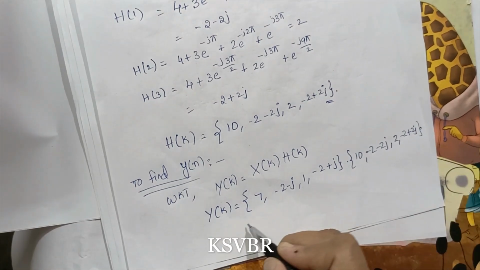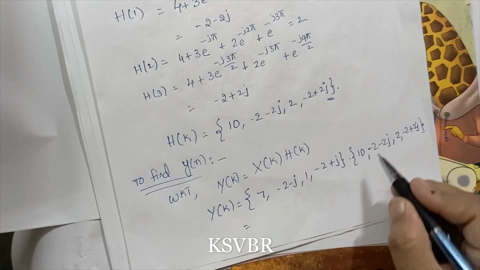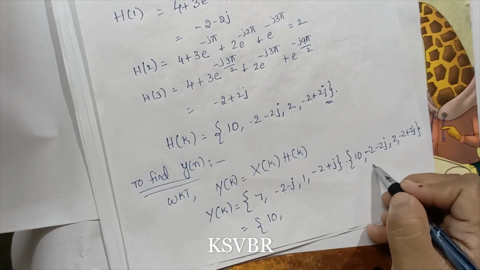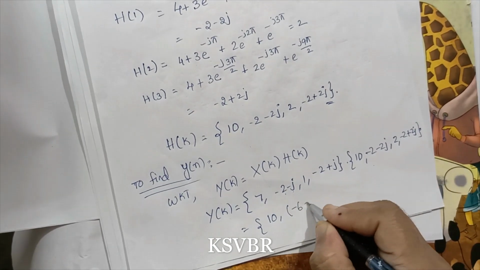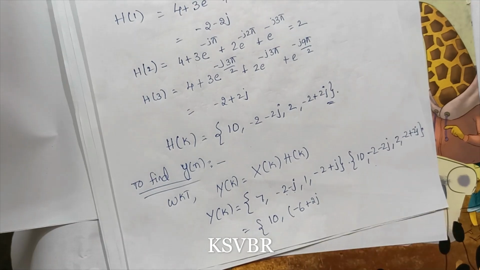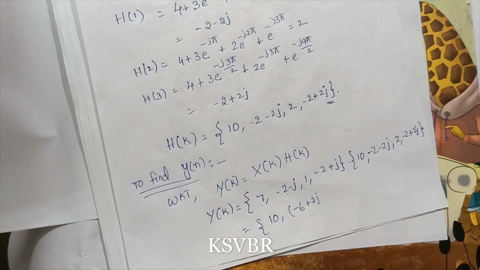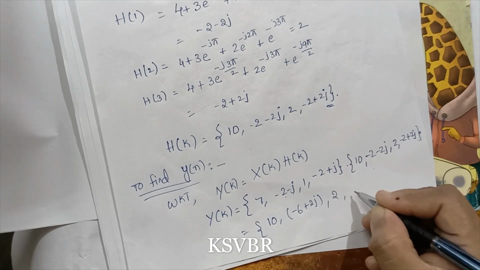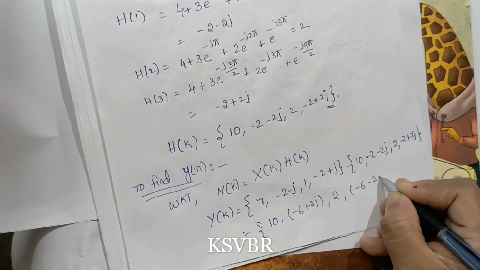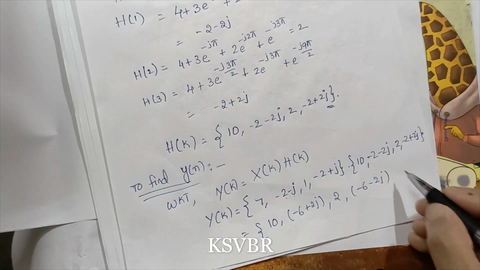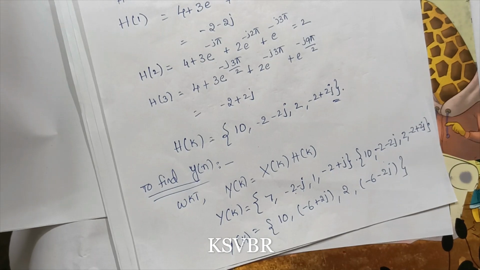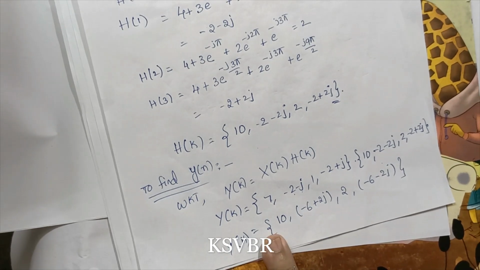if you multiply, the two individual samples will get multiplied. So 7 into 10 is 70, and minus 2 minus j into minus 2 minus 2j will give us minus 6 plus 2j. Okay, and here 1 into 2 will be 2, and this sample will be minus 6 minus 2j. So this is Y of k. Okay, so this is the sample we have found.